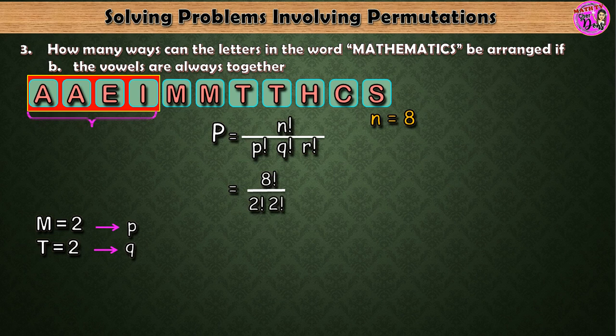Remember that we have 4 letters in the vowel group and we can arrange them in 4 factorial ways. So we will multiply it by 4 factorial divided by 2 factorial.